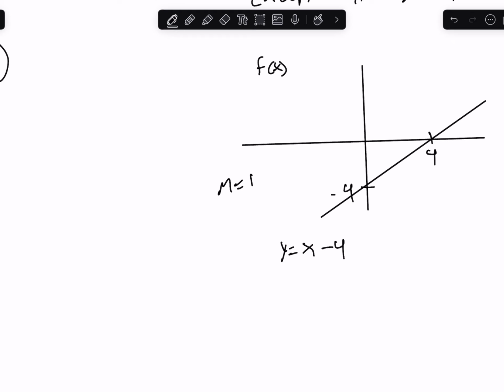That is the equation of our graph, y equal x minus 4. So now simply to find and graph f prime of x, we just have to find y prime, which, the derivative of x is 1, and negative 4 is a constant, it turns to 0, so y prime equal 1.